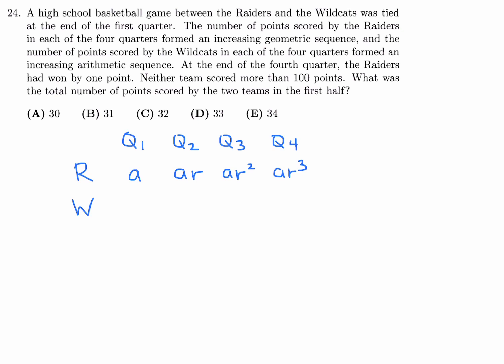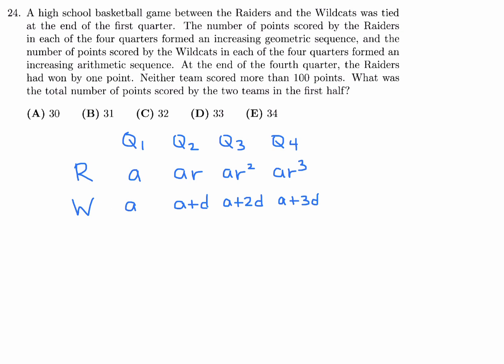The Wildcats' points in the 4 quarters form an arithmetic sequence. So they're of the form A, then A plus D, then A plus 2D, and then A plus 3D. Now you say, well, how do you know they're both A? Because they tell you that.